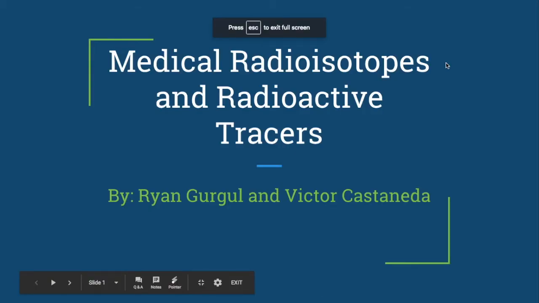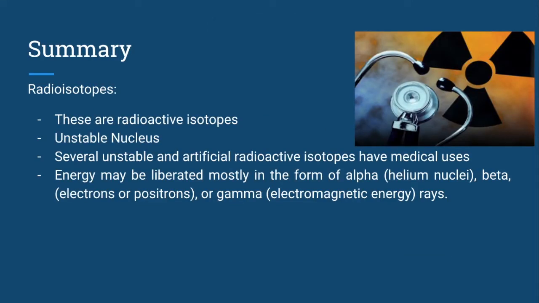Medical radioisotopes and radioactive tracers. Summary. Radioisotopes are radioactive isotopes. They have an unstable nucleus, and there are several unstable and artificial radioactive isotopes. They have medical uses. Energy may be liberated mostly in the form of alpha (helium nuclei), beta (electrons or positrons), or gamma electromagnetic energy rays.